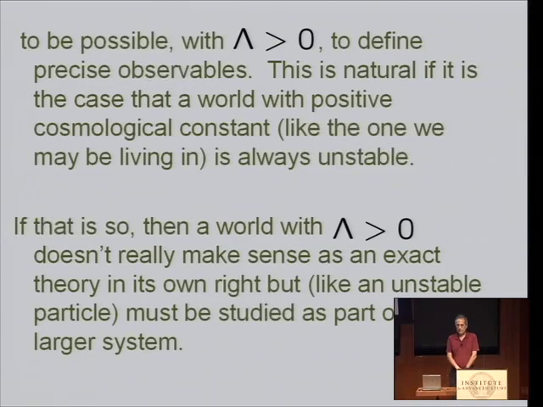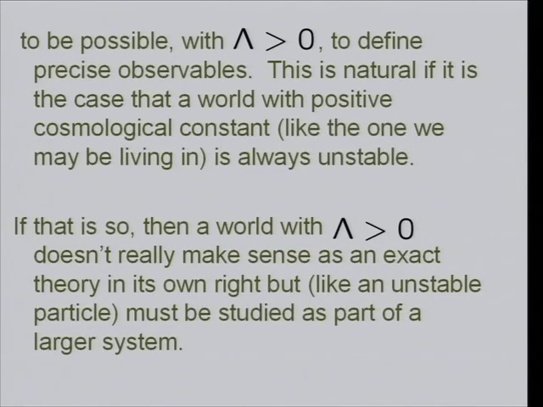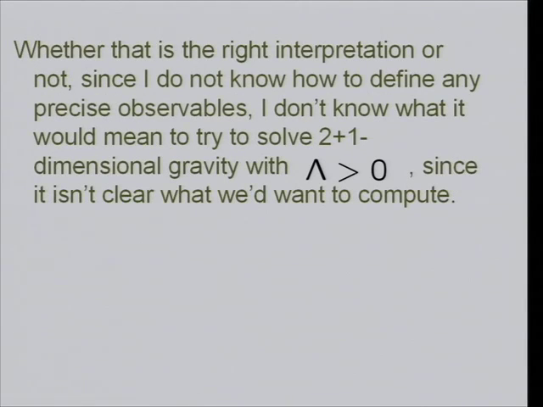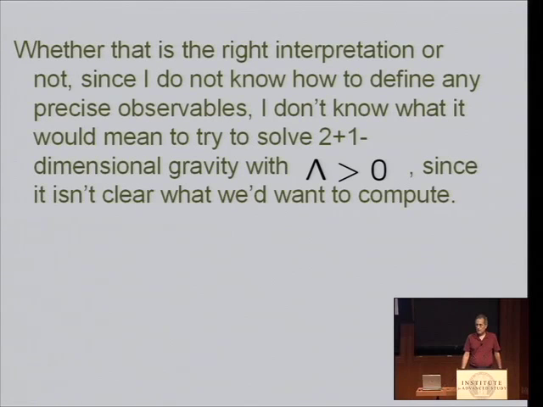If that's so, then it would not make sense as an exact theory in its own right, but would have to be studied as part of a larger system, like an unstable particle, like a W boson, which precisely because it's unstable only makes sense in the context of a bigger theory. I don't know whether that's the right interpretation, but in any event, since I don't know any precise observables, I can't try to solve 2 + 1 dimensional gravity with positive lambda, since I wouldn't know what to try to compute. I can't say it definitely doesn't make sense. I only can say that nobody has convincingly explained what you should aim to compute and thus what it would mean to solve it. And since we don't know what it would mean to solve it, we won't try.